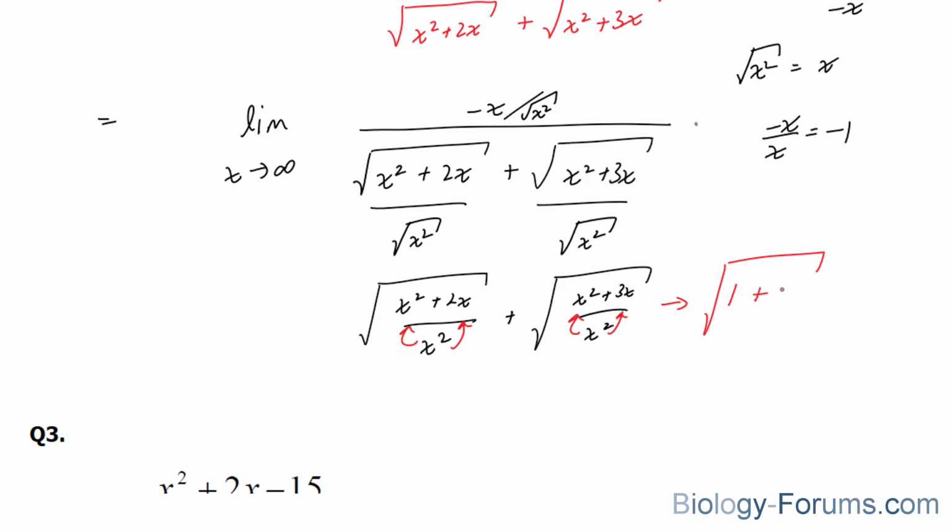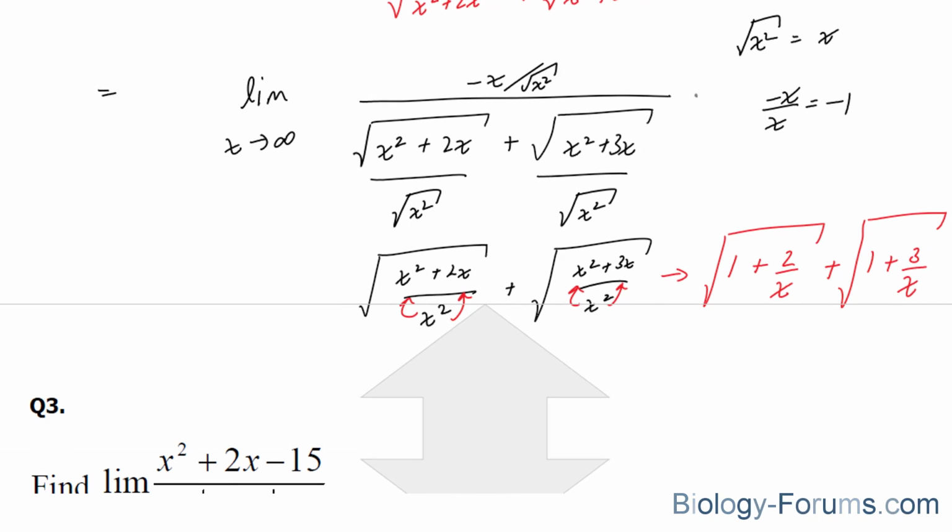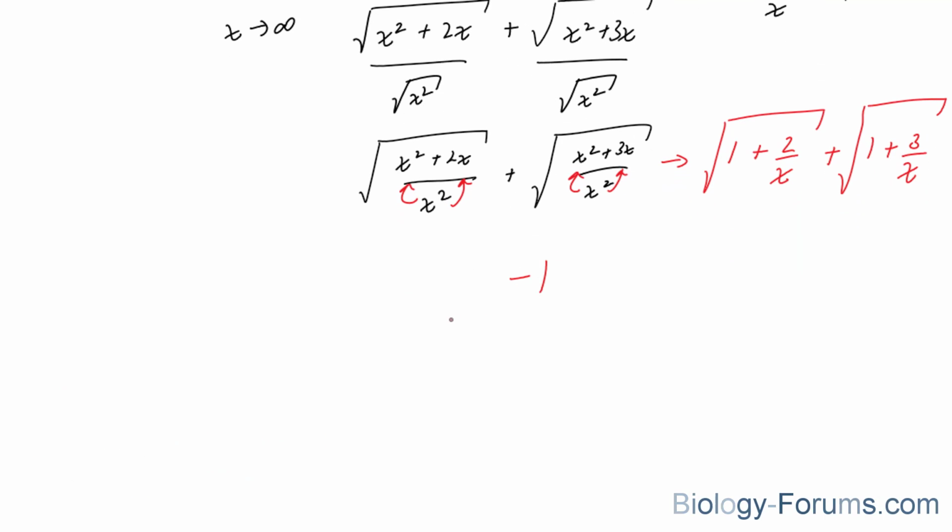What we end up with is the square root of 1 plus 2 over x. That's what this term simplifies to. And this simplifies to the square root of 1 plus 3 over x. So putting this all together, we end up with negative 1 over the square root of 1 plus 2 over x plus the square root of 1 plus 3 over x.